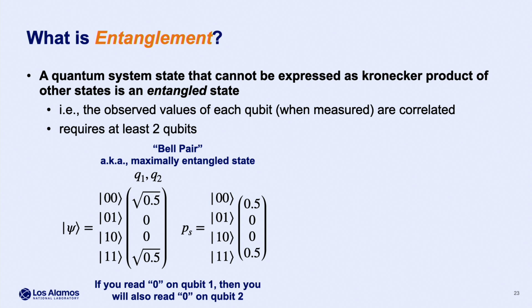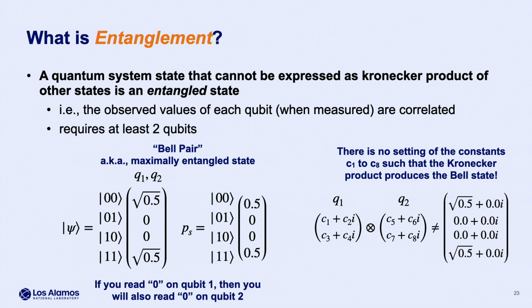Because it splits like this, if you read a 0 on qubit 1, then you know you will also have a 0 on qubit 2. See how they're correlated? And if you read a 1 on qubit 1, you know you'll see a 1 on qubit 2. This correlation in the information is what's called entanglement. I said the definition is that it can't be a Kronecker product. Kronecker product basically means that the 2 quantum systems are independent of each other. They're conditionally independent.